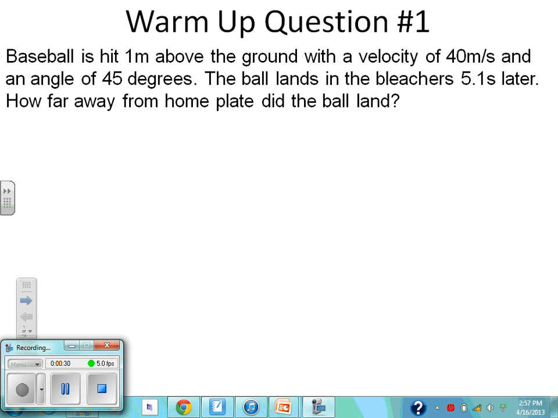Warm-up question number 1. A baseball is hit 1 meter above the ground with a velocity of 40 meters per second and an angle of 45 degrees. The ball lands in the bleachers 5.1 seconds later. How far away from home plate did the ball land?